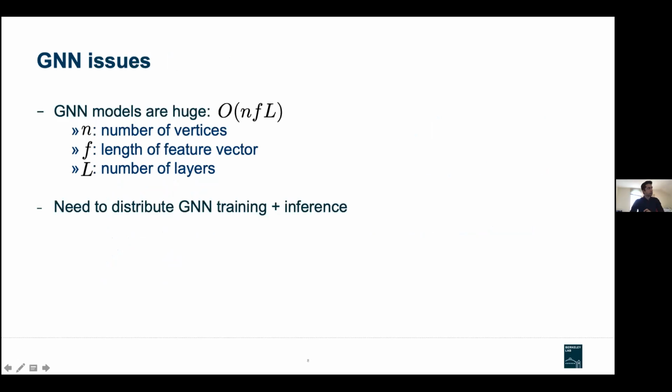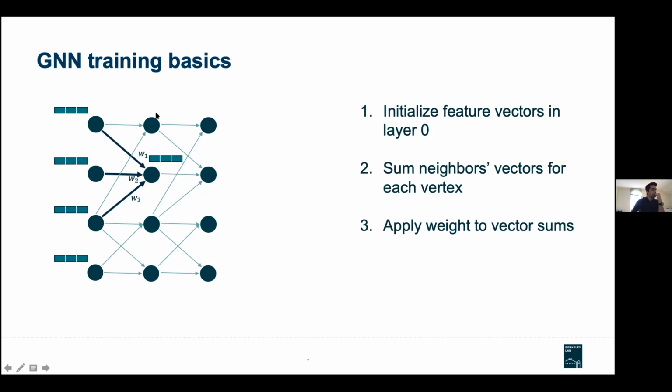Oh, there's a question in the chat. This effectively turns the initial graph into a DAG. Is that right? Yeah, yeah. You can think of a GNN as a directed acyclic graph. Yeah, there's no back edge from a layer to a previous layer. So yeah, that's one way you can think about a GNN.